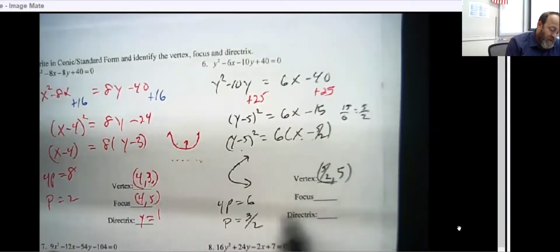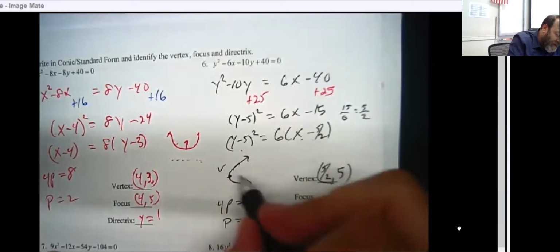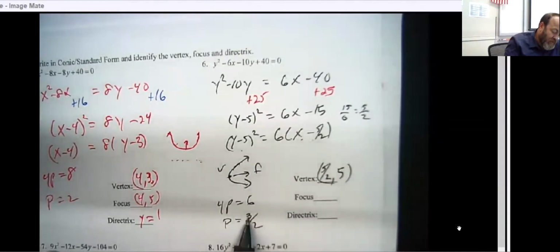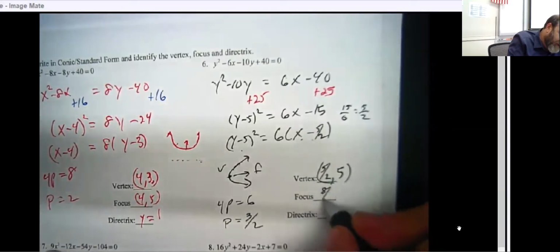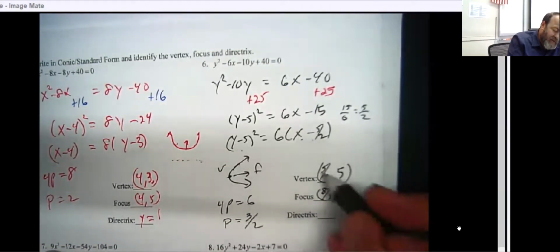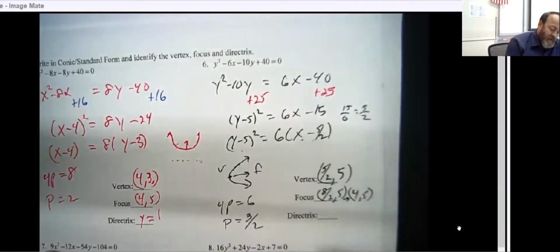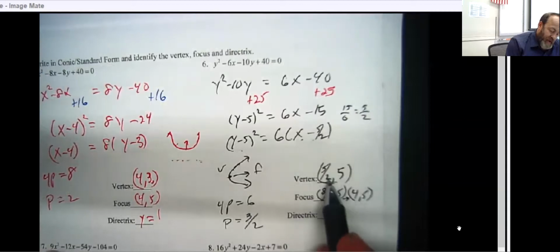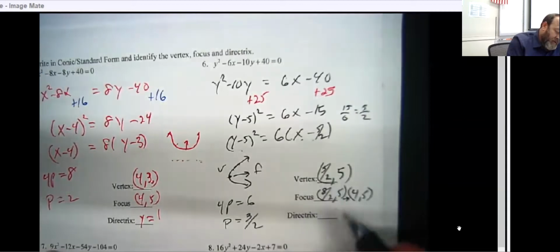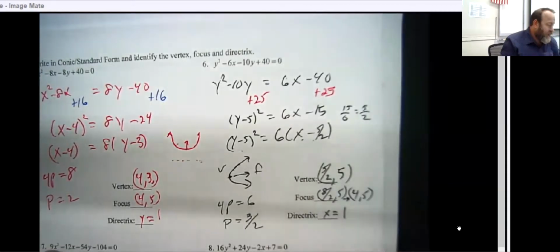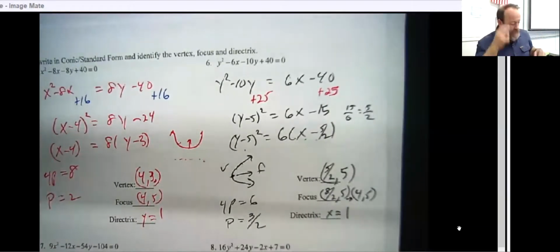So I'm going to move to the right. Again, vertex is here, focus is to the right. If I move over 3 halves, I'd have 8 halves, comma 5. I wrote it that way so you could see what's happening, but a better answer would be 4, 5. And then if I go backwards 3 halves, I'd be at 2 halves, or in other words, x equals 1. And that kind of finishes off that problem.